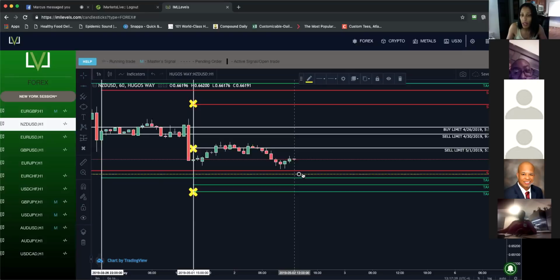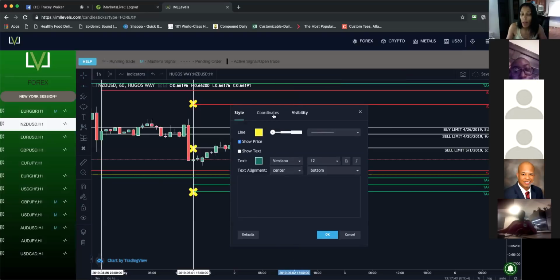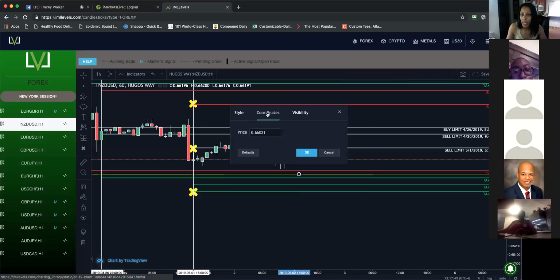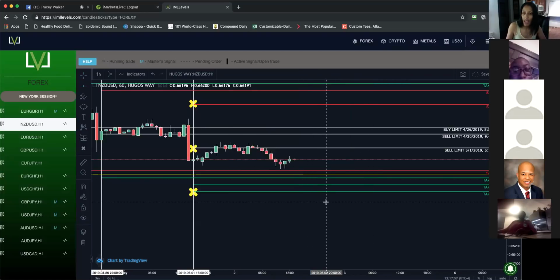I just double click on this line. It pulls up these coordinates, and I can type it in here. 66021. I just happen to place it in the right spot. You can just type it in there and hit OK. All right. So this is where I'm going to take profit, even though the software is telling me to take profit down here. I'm going to get my bag and run. Everybody understand? I'm going to get my bag and I'm going to run.